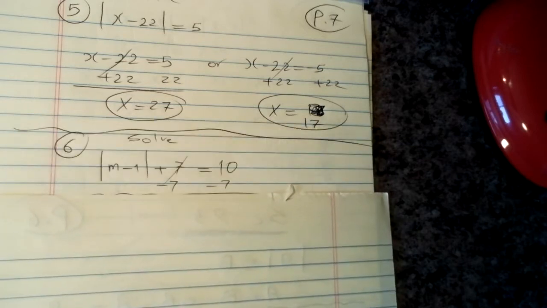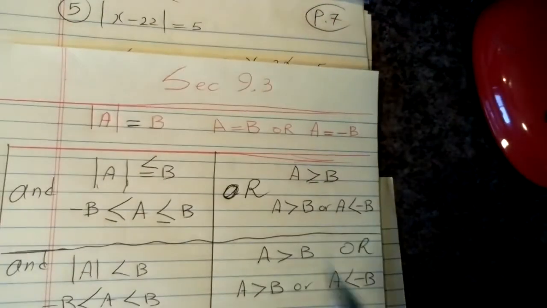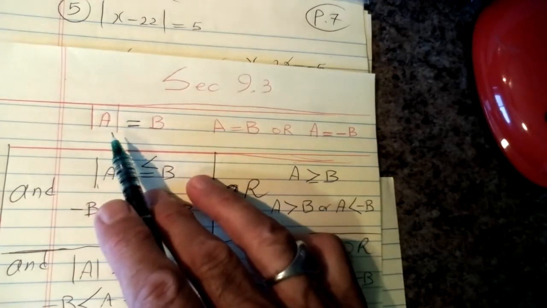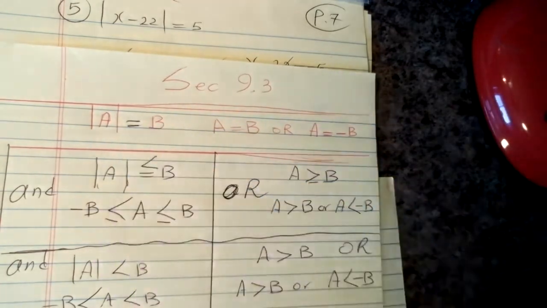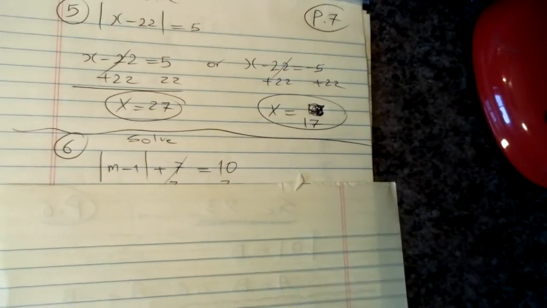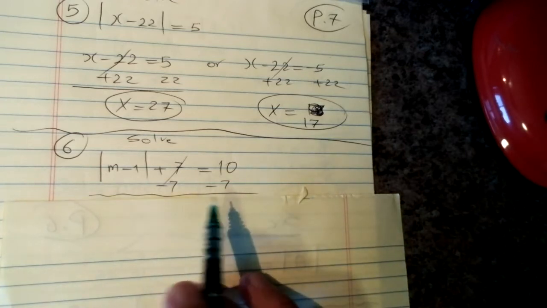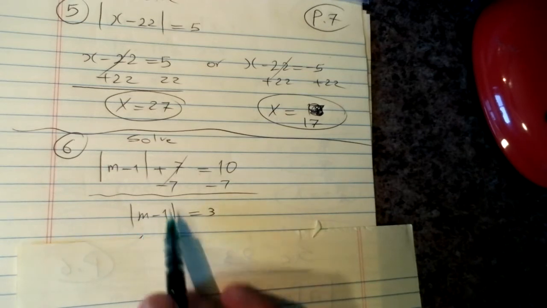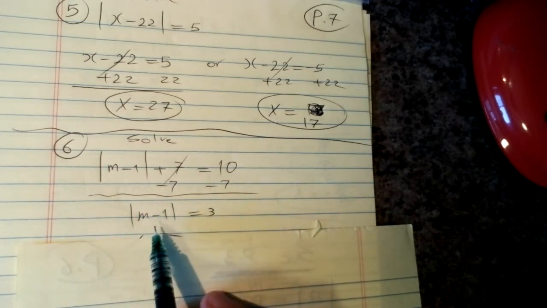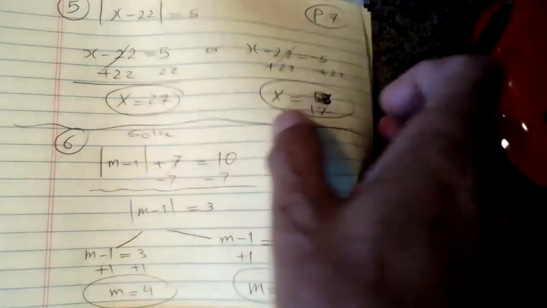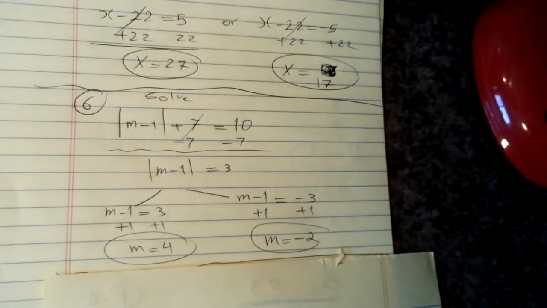Now, to use the absolute value formula for equations, the absolute value must be alone. You shouldn't have any number next to it. Like in this example, I cannot use the formula till I move 7 to the other side first. I need to do that. So now I can use the formula because, see, absolute value is alone, equal to 3. So m minus 1 is equal to 3 and -3. So make sure you understand that the absolute value has to be alone in order to use the formula.